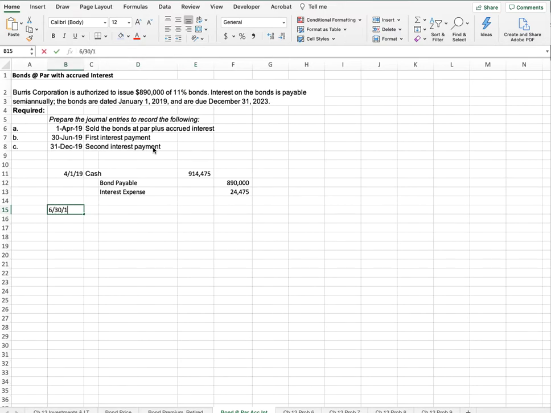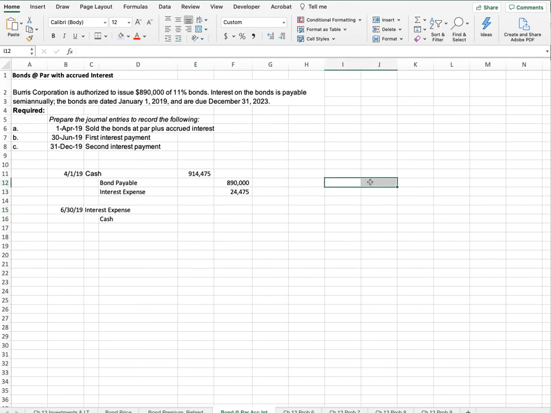Then on June 30th, we have our interest expense, and we're paying cash. And so this interest expense is going to be for the entire period. So instead of up here, we calculated a quarter of the year, but now we're going to account for the full year, and that's what allows our interest expense to balance out, because we accounted for a quarter of it here, and now we're accounting for the full thing.